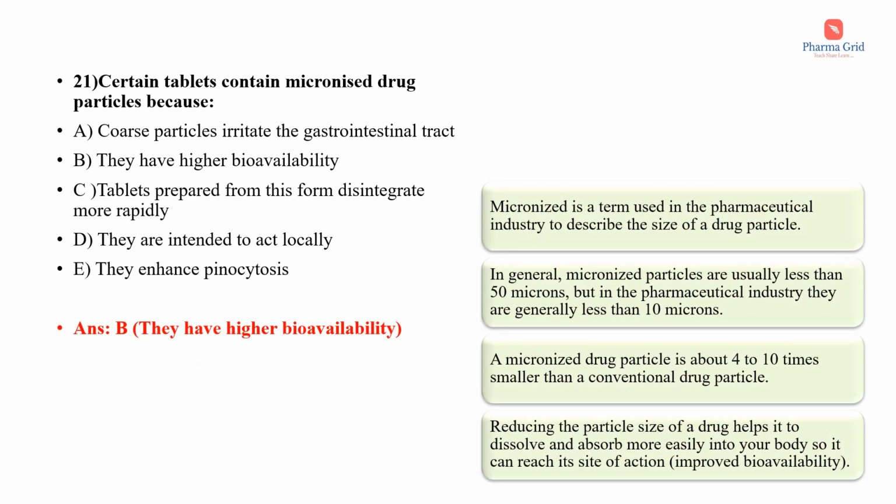Micronized is a term used in the pharmaceutical industry to describe the size of a drug particle. In general, micronized particles are usually less than 50 microns, but in the pharmaceutical industry, they are generally less than 10 microns. So a micronized drug particle is about 4 to 10 times smaller than a conventional drug particle. Reducing the particle size of a drug helps it to dissolve and absorb more easily into our body so that it can reach its site of action. That means it will improve the bioavailability of a drug.